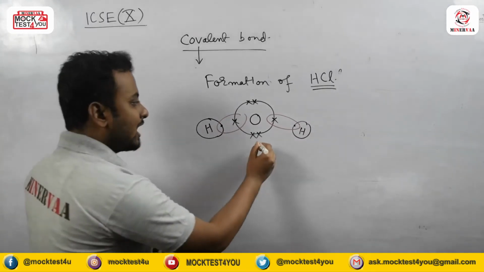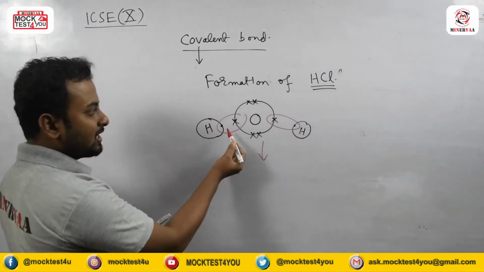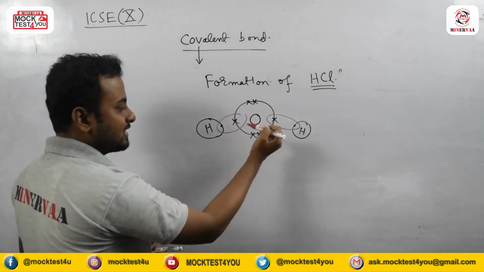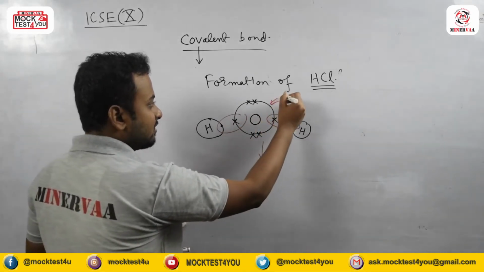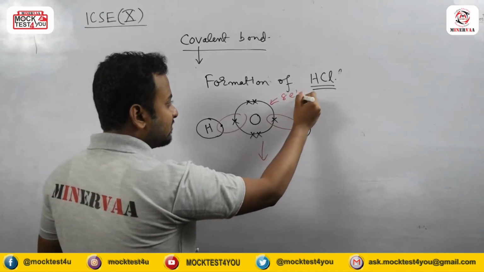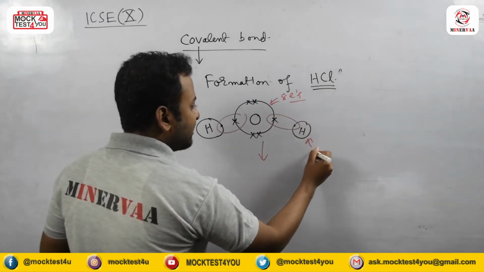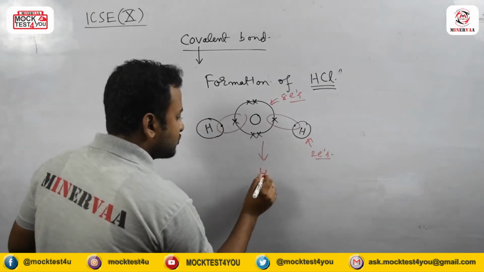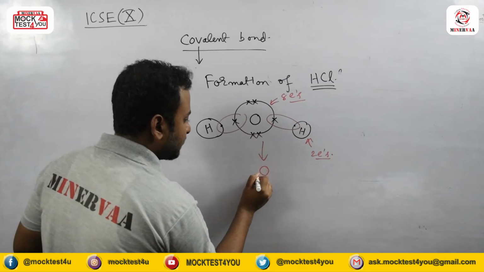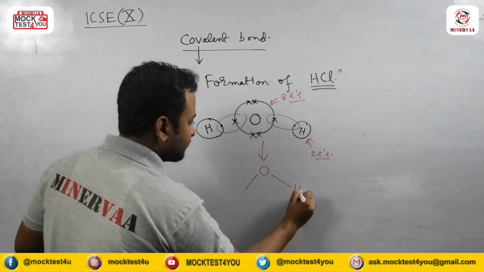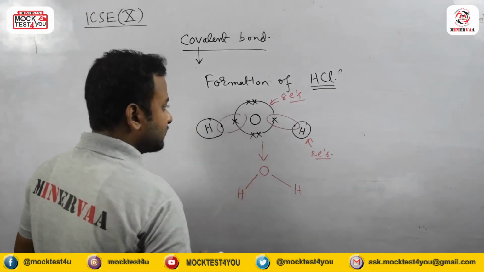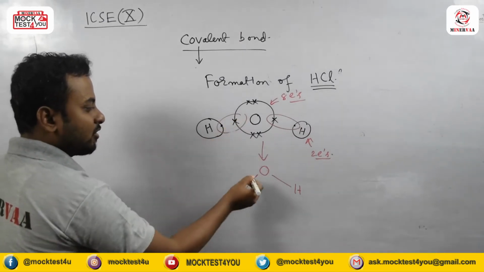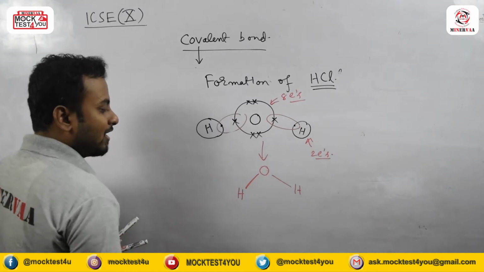Ultimately, how many electrons has oxygen got? 1, 2, 3, 4, 5, 6, 7, 8. Oxygen has 8 electrons and hydrogen has attained 2 electrons, which is a duplet. So H2O is formed like this. The bond forming between hydrogen and oxygen is called a covalent bond.